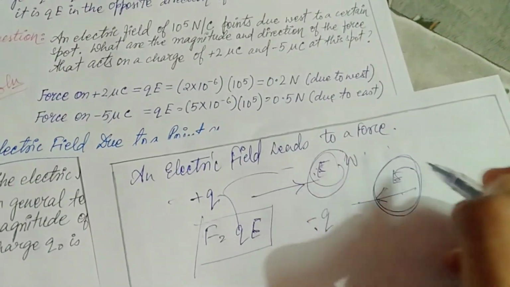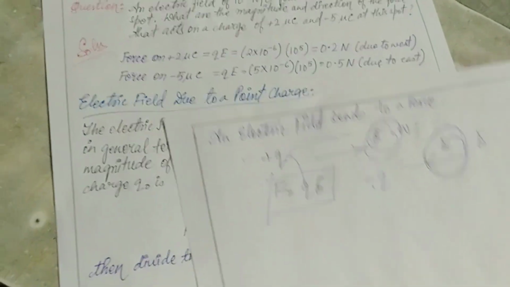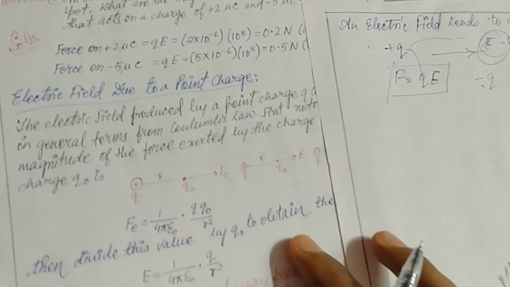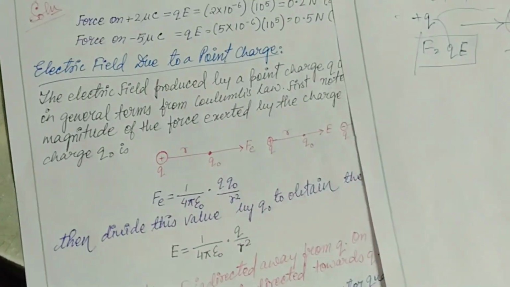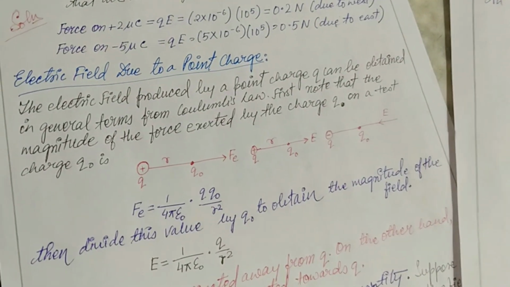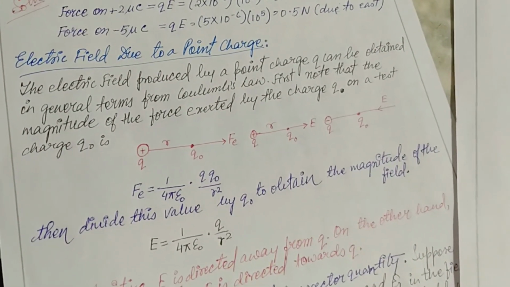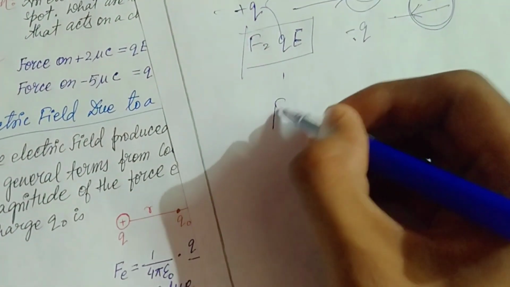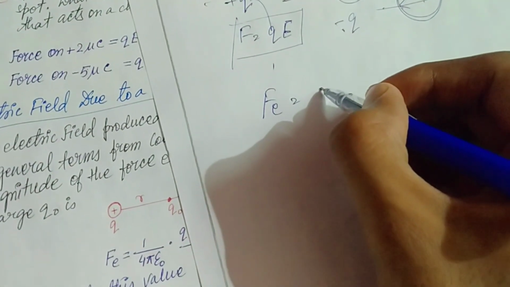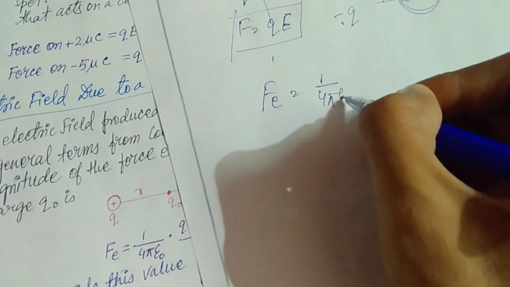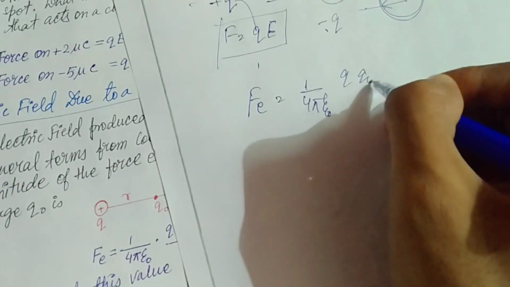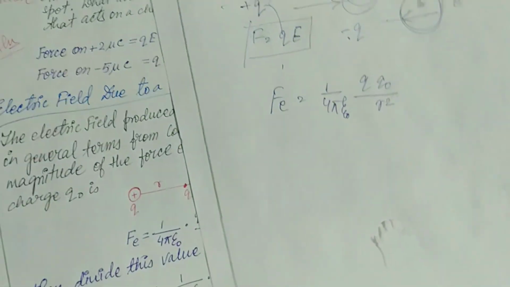So this will be in west and this will be in east. Now comes the point: electric field due to a point charge. Electric field produced by a point charge can be obtained in general terms from Coulomb's law. When it's a point charge, then we take that Fe is equal to 1 by 4 pi epsilon naught q q naught by r square.